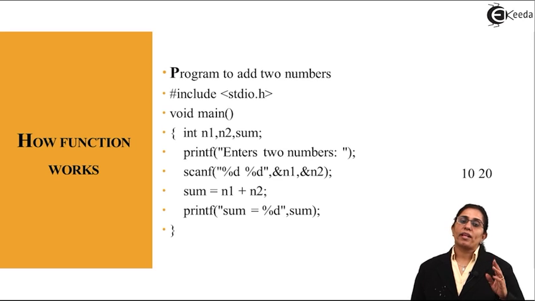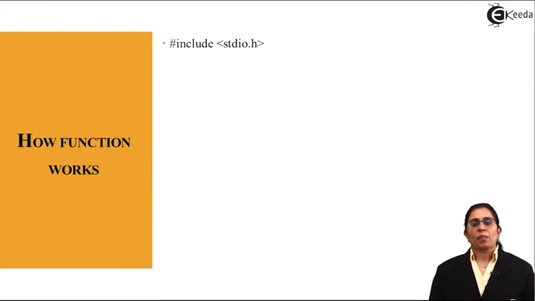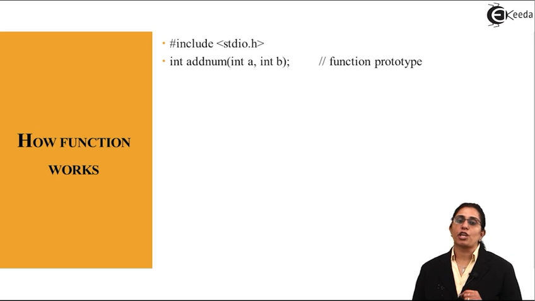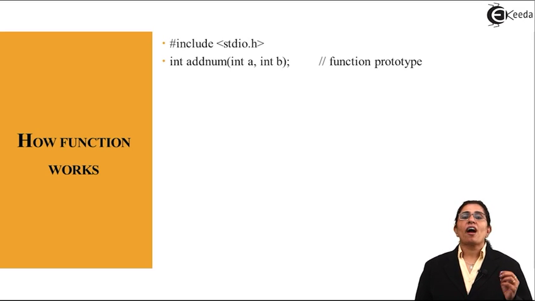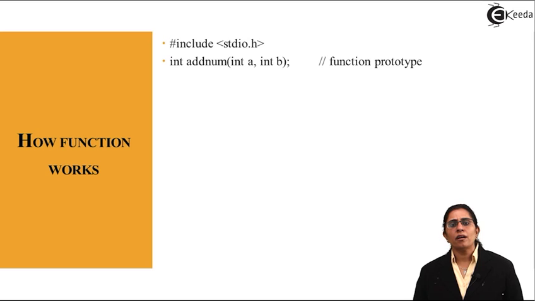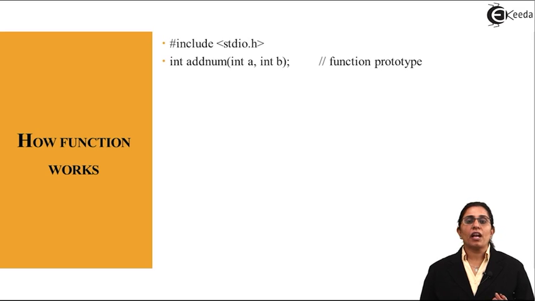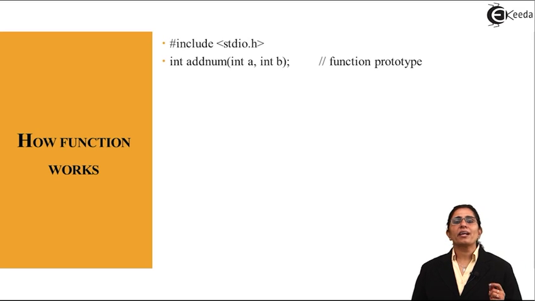Now what happens when this program is converted using a function? We have the same header file, but here is the change: we declare a function known as a function prototype. Any function that I need to call, I have to give a name. Here I have given it the name add num. Always make sure the names you give to a function have some significance related to your program. I can give it any name, but to make it meaningful for the programmer or any other person, it should have a related meaning.